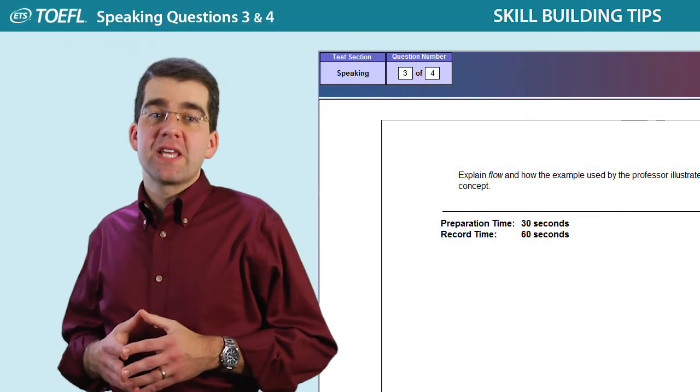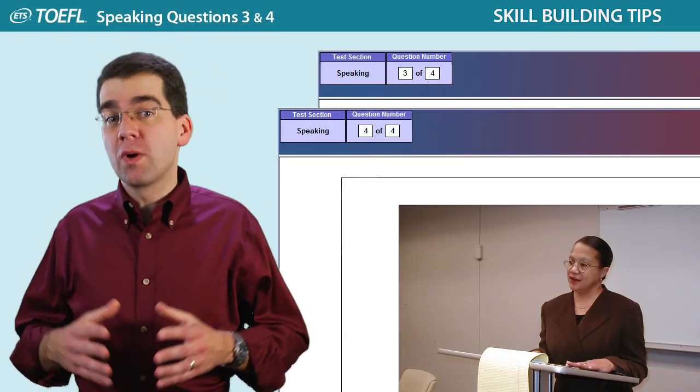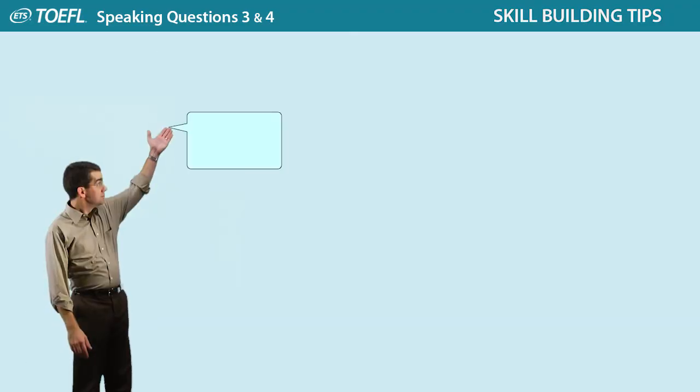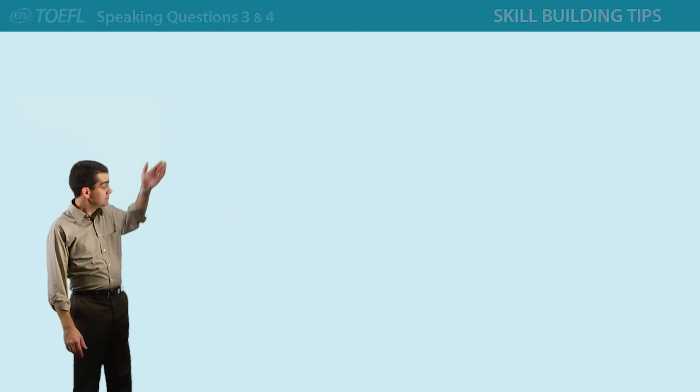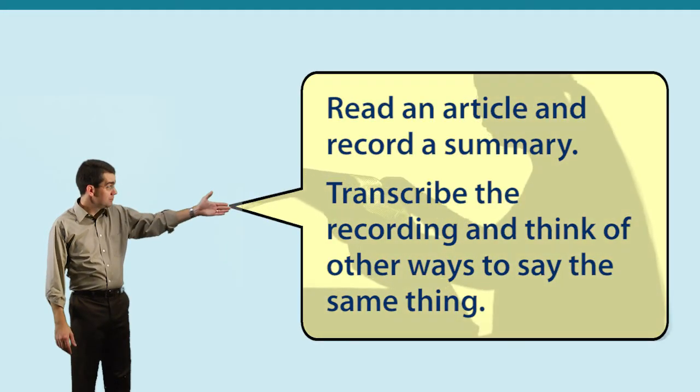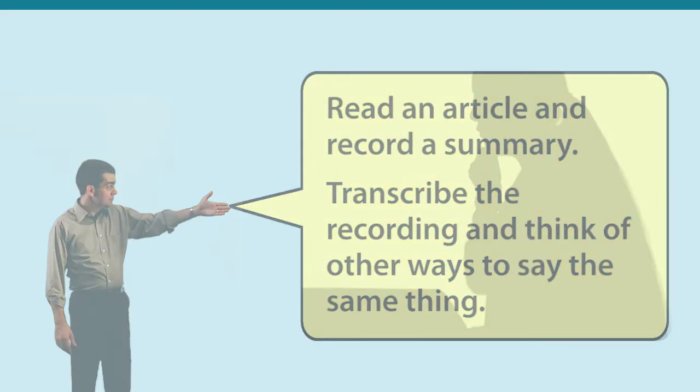Here are some activities that can help you build your skills for the integrated speaking tasks. 1. Develop your academic vocabulary. You should be reading academic texts for practice, so keep a list of important new words that you find, and practice pronouncing them. 2. Read a short news article, then record yourself summarizing it. Then create a transcript of the recording by writing down exactly what you said. Then review the transcript and think of other ways of saying the same thing.